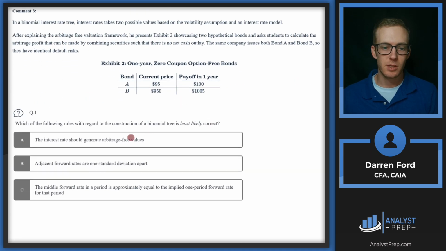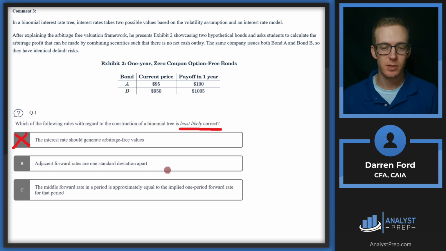So these are exactly what's stated up here. So let's take a look at these. So A, interest rate should generate arbitrage-free values. Yes, they should generate arbitrage-free values. So that is a correct answer. And so to be clear, we're looking at least likely correct. So 2 of these are correct and 1 is not, and that'll be our answer. B, adjacent forward rates are 1 standard deviation apart. So this is not going to be correct.